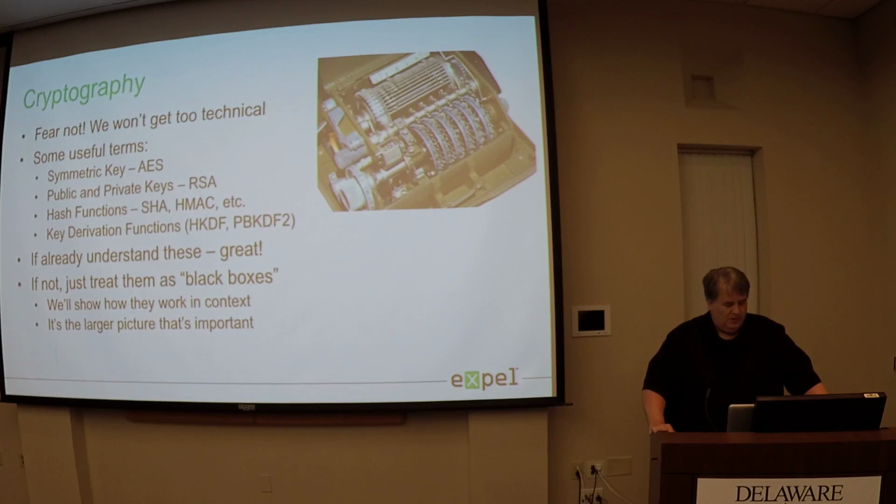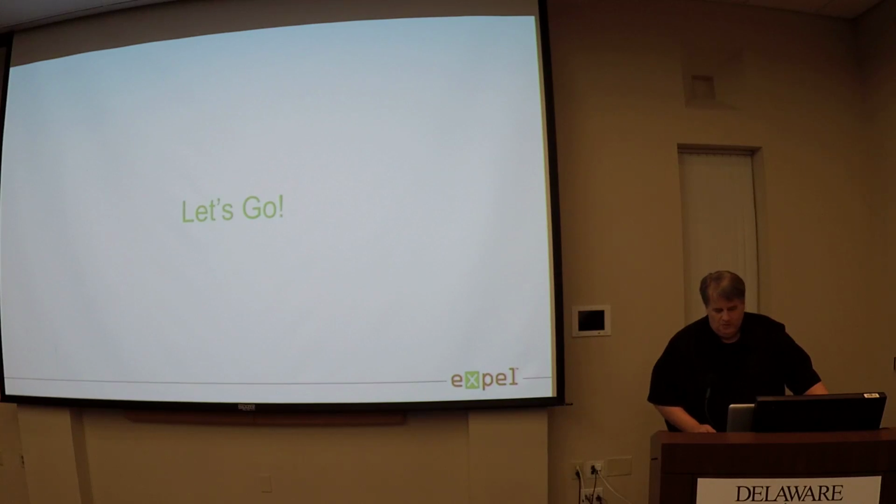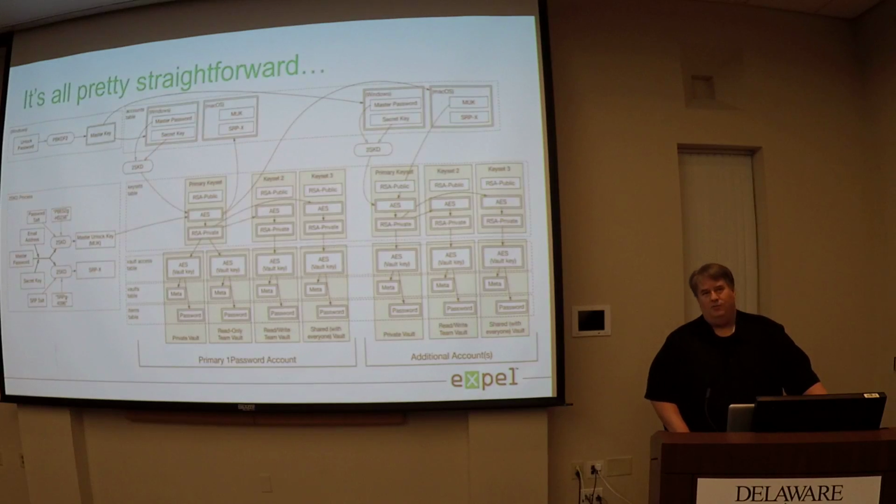There are hash functions, and I'll go a little bit more into how hash functions work. And I'll talk a lot about key derivation functions as well. All of these things are used all throughout 1Password. If you already understand what these are, terrific. If not, despite what I just said about avoiding black boxes and wanting to understand how all the black boxes work, treat these as black boxes and just assume that they work. Right now, it's just the larger picture that matters. If you want to go deeper into crypto, absolutely, it's a fun place. So, we've got a lot of content. It's actually a really simple system to understand.